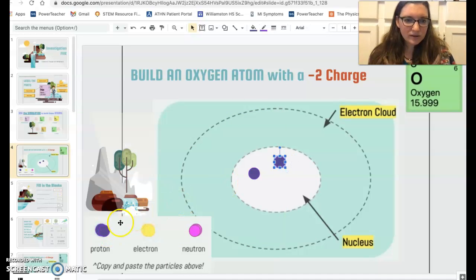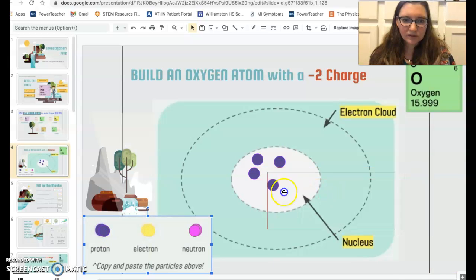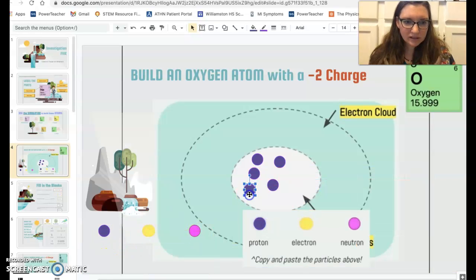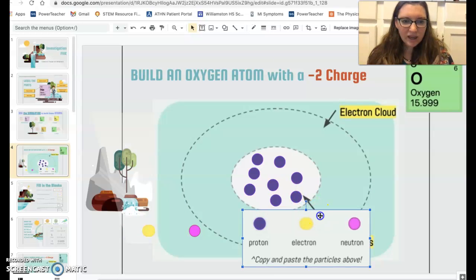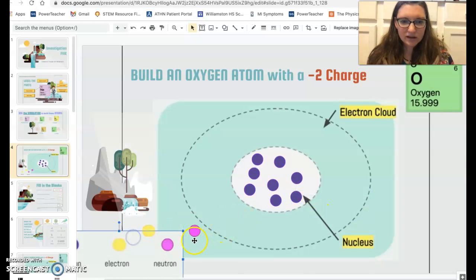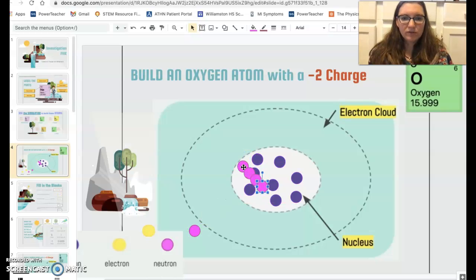Okay, so this is going to be 8 protons. There's 6, 7, and I need to copy and paste one. 8, okay, and then we need neutrons in the middle, so this one has 8 neutrons, 2, 3, 4, 5, 6, 7, 8. And it's going to have 10 electrons.